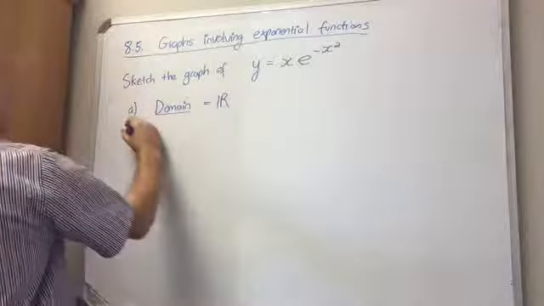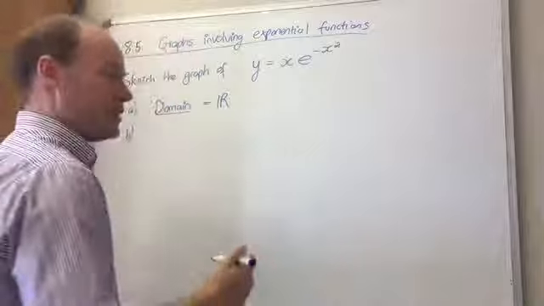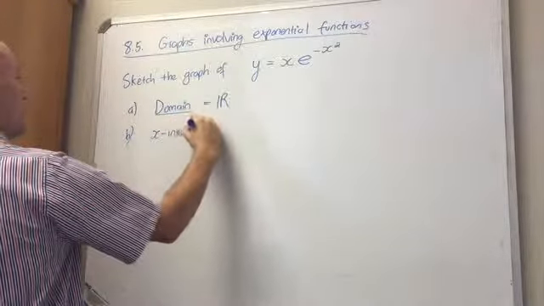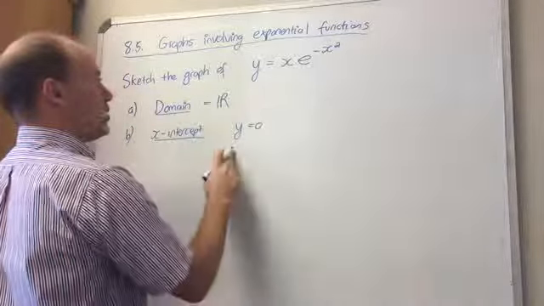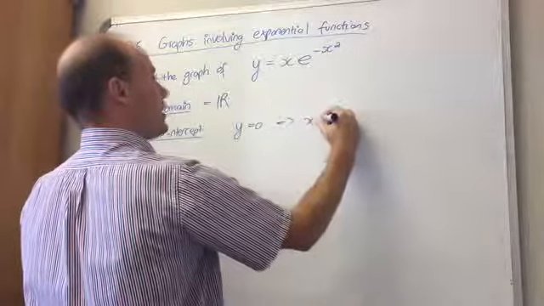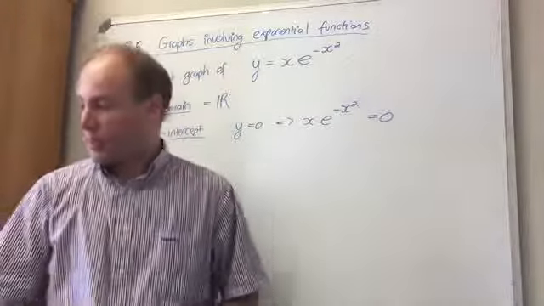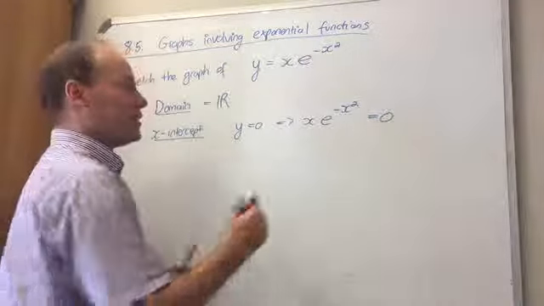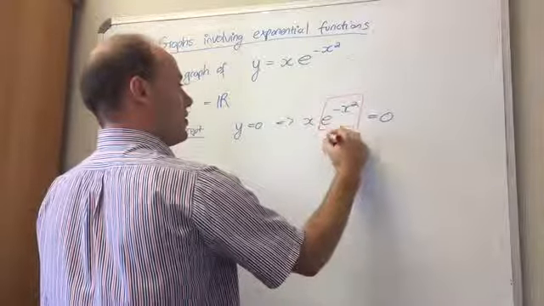Okay. Second part of the question is to find the x and y intercepts. So to find the x-intercept, we must set y equal to 0. When we set y equal to 0, we get x times e to the minus x squared equals 0. Now one thing that's very important to remember is that exponentials can never equal 0. E to the power of something can never equal 0.